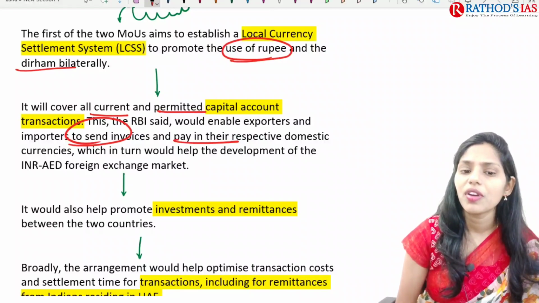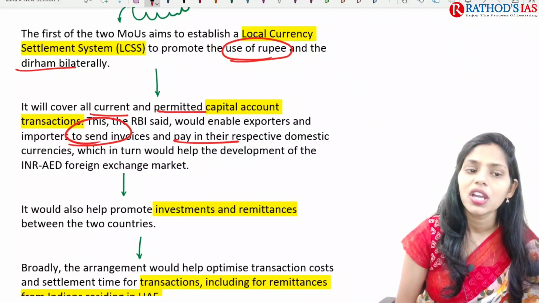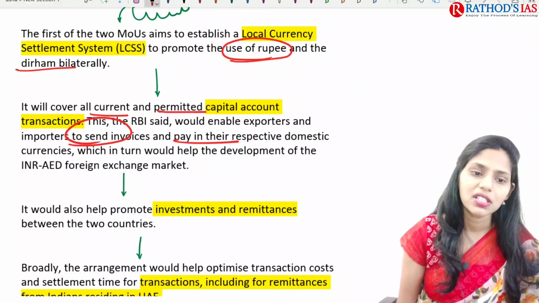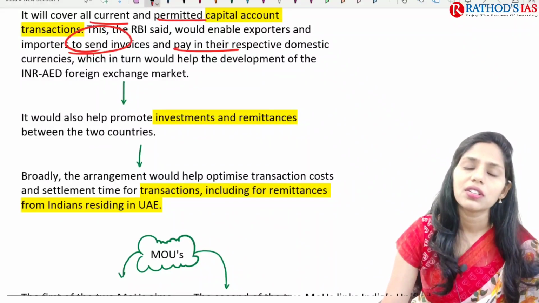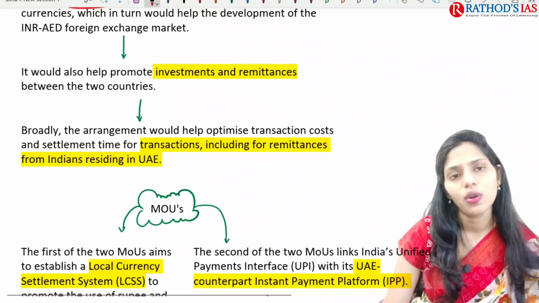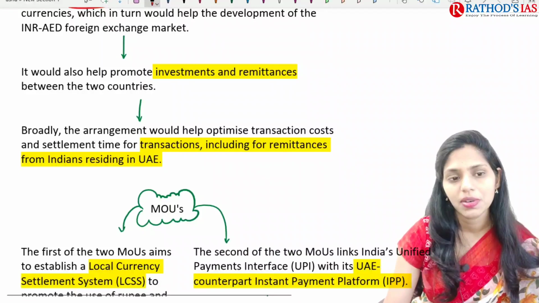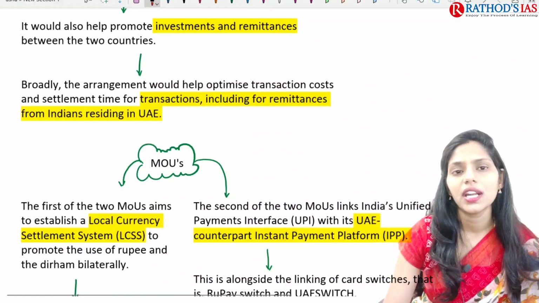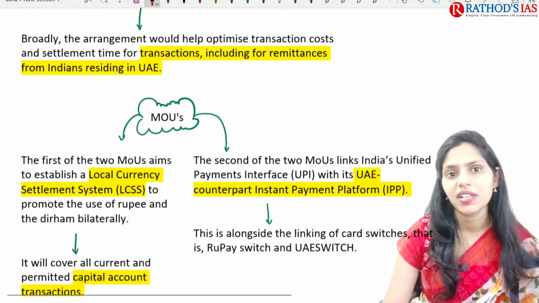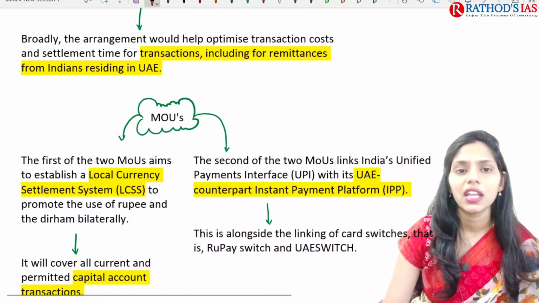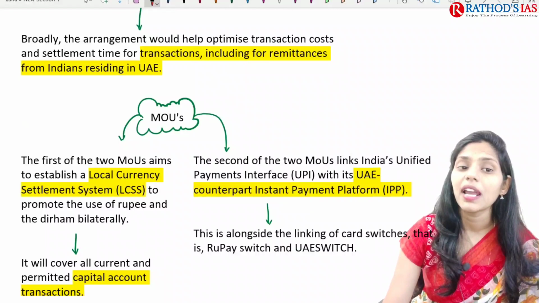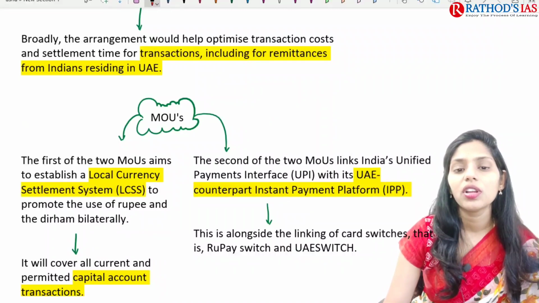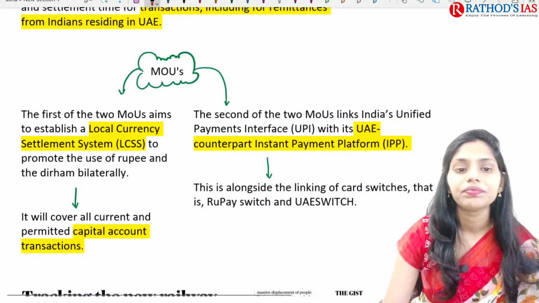So in this way it will be very much helpful for the development of the INR, that is rupee, as well as the dirham foreign exchange market. Whenever you are having trade in the domestic currency, it will also help promote investments and remittances. This arrangement will be helpful for optimizing the transaction cost, and will also help reduce the settlement time for transactions, including remittances from Indians residing in the UAE.